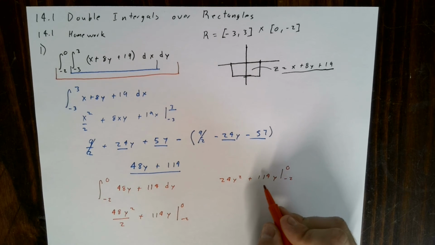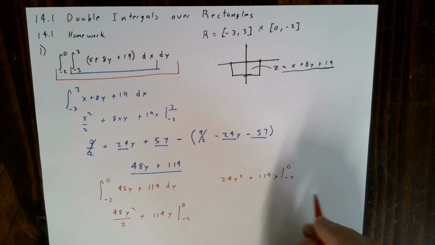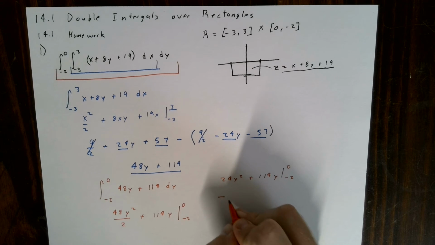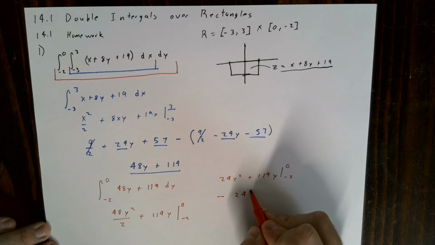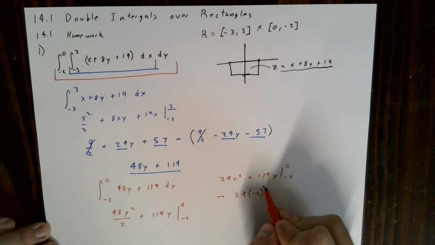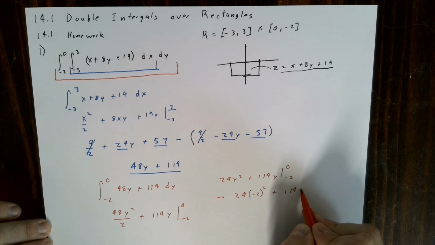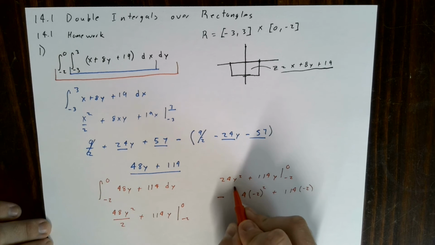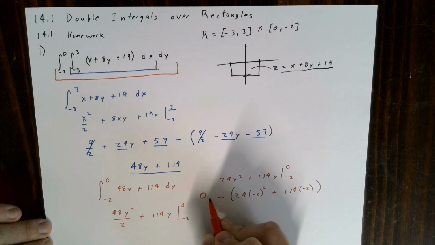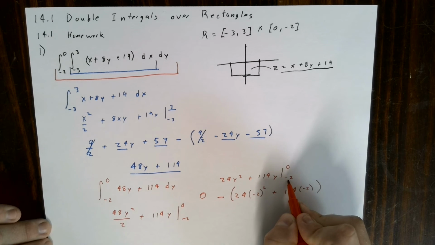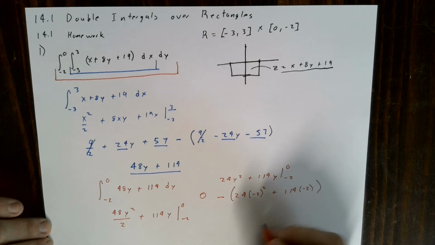When we plug in the 0, obviously each term has a y in it, so when we plug in that 0, it cancels everything out, and we're basically going to have the negative 24 times a -2 squared plus 114 times a -2. It's important to note that this negative out here is also distributed through because of this 0 minus this. It's this minus that. So the 0 still stays out here, and we still have to distribute through that negative.